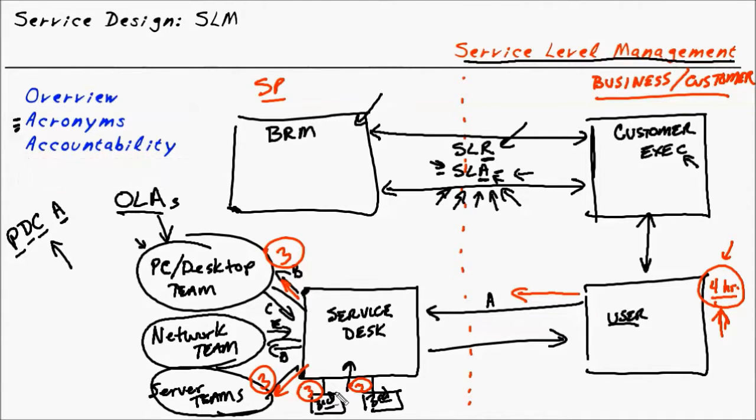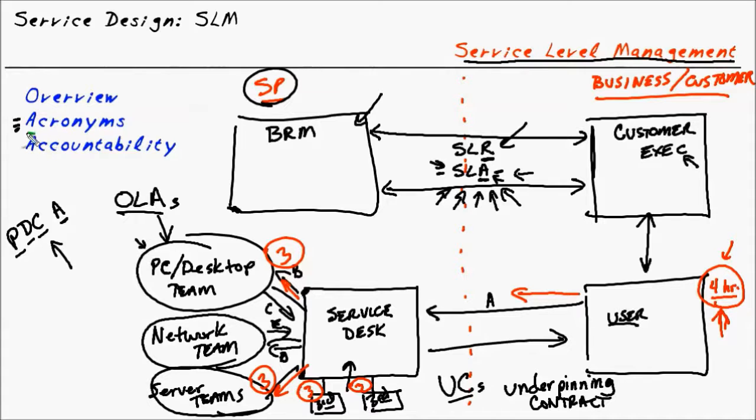And for our contracts with our third parties, the contracts between the service provider and third parties that they're using, those are referred to as UCs. And UC stands for underpinning contract. So the UC, the underpinning contract, defines targets and responsibilities that we're going to need from that external service provider in order for us to go ahead and meet our agreements and our SLAs with our customers.